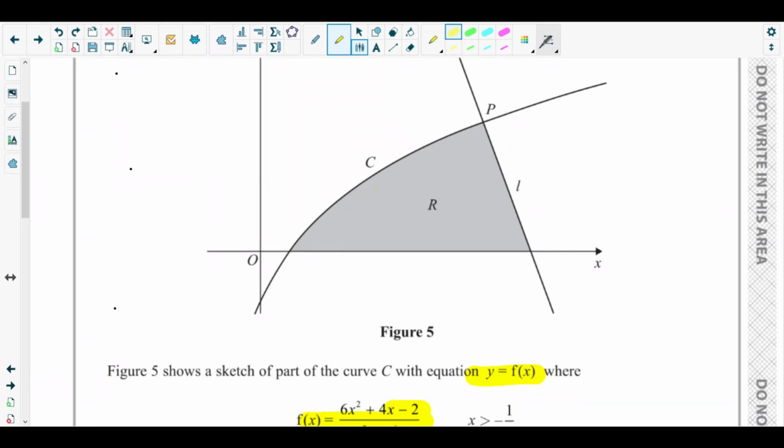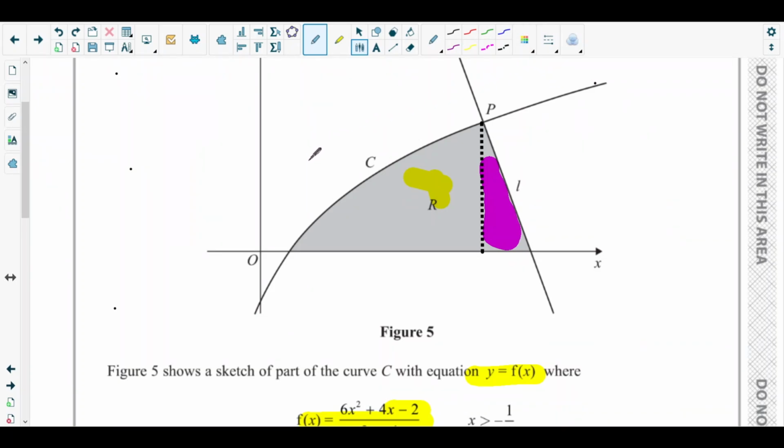So what we will do at first is divide this region into two parts. How? Look, this is the first part. On the left side, this is the area under the curve. So we will find out this area separately, and then we will find out the area under the triangle, the line L.